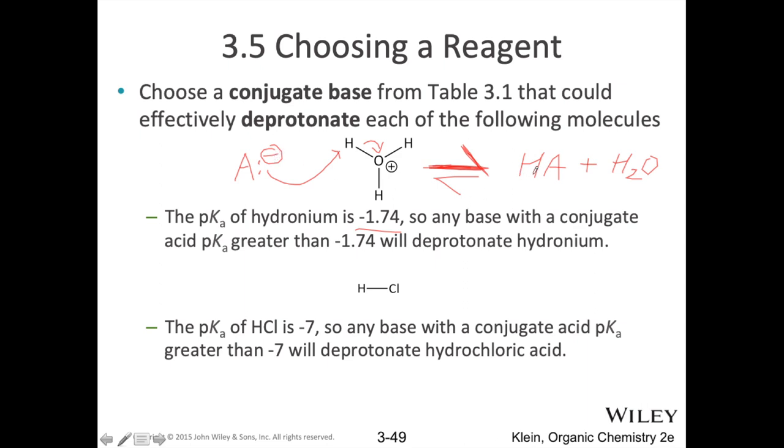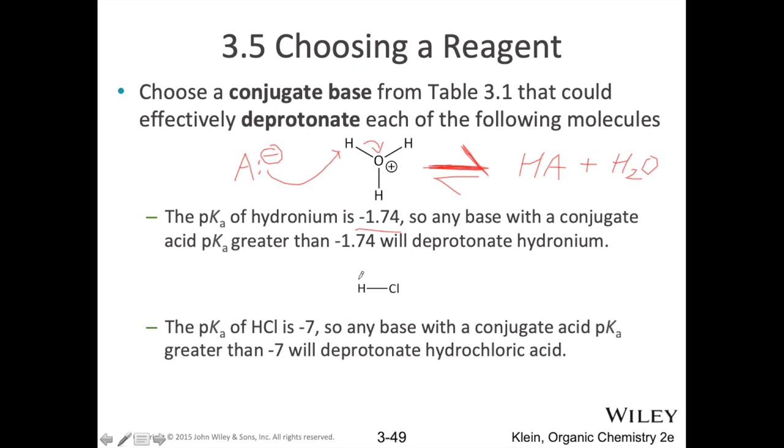All right, so for example, if HA is acetic acid, actually acetic acid is probably a good example here. Acetic acid has a pKa somewhere in the ballpark of +5. Okay, so we would use acetate, let's say in the form of sodium acetate, as the base that would deprotonate our hydronium here. Okay, which is relatively easy to deprotonate. I mean, -1.74, that's pretty acidic, which makes sense because water is a pretty stable neutral molecule.